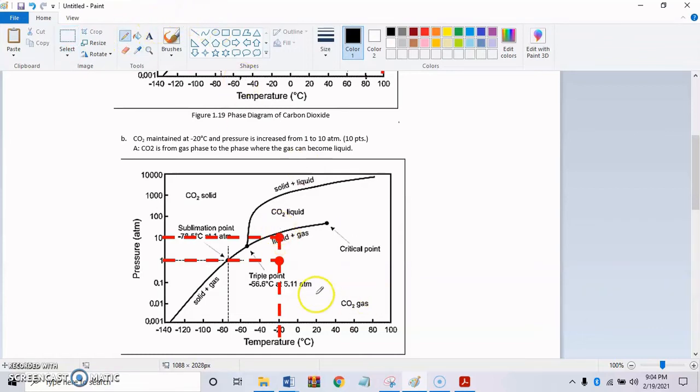So here, the phase of the carbon dioxide is in gaseous form. Also, by adding a pressure of 10 atm, the phase of the carbon dioxide is somewhat near the liquid and gas form. Okay, so the answer is carbon dioxide goes from the gas phase to the phase where the gas can become liquid.